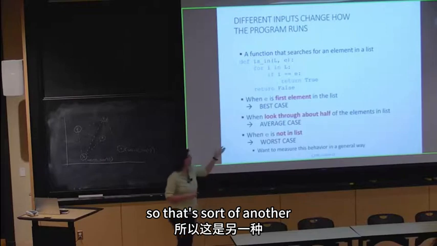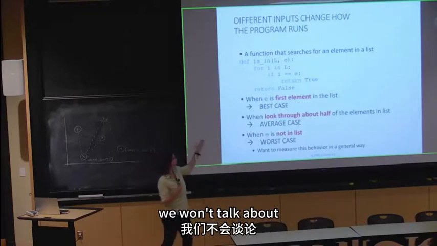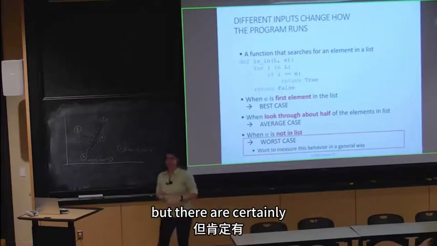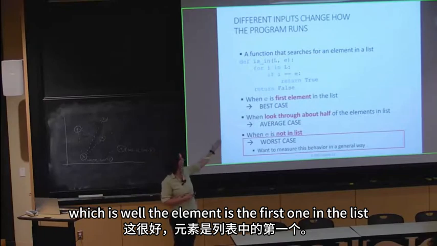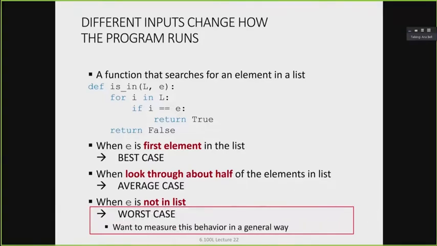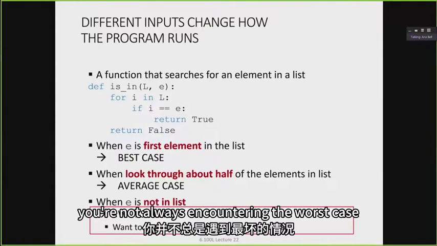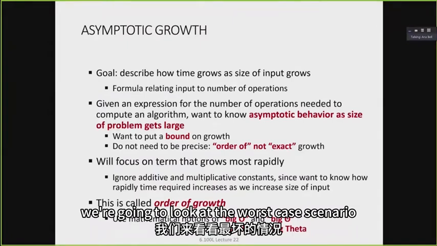So that's another aspect of runtime that we won't talk about, because for us, we're always interested in the worst case. But there are certainly analyses where you could look at the best case scenario, which is, well, the element is the first one in the list. In that case, you're always going to find it right away, so it's constant. Or an average case scenario, which is kind of what people do in the real world, right? You're not always encountering the worst case. But for us, we're going to look at the worst case scenario.